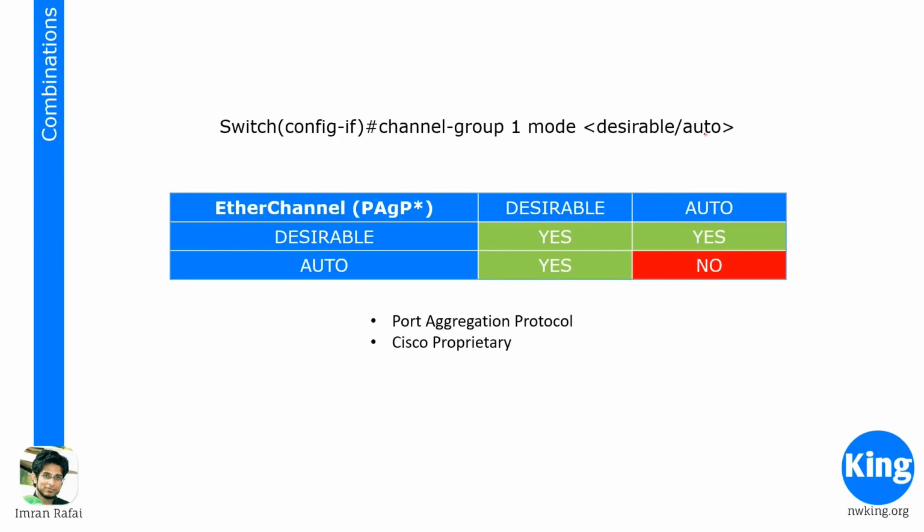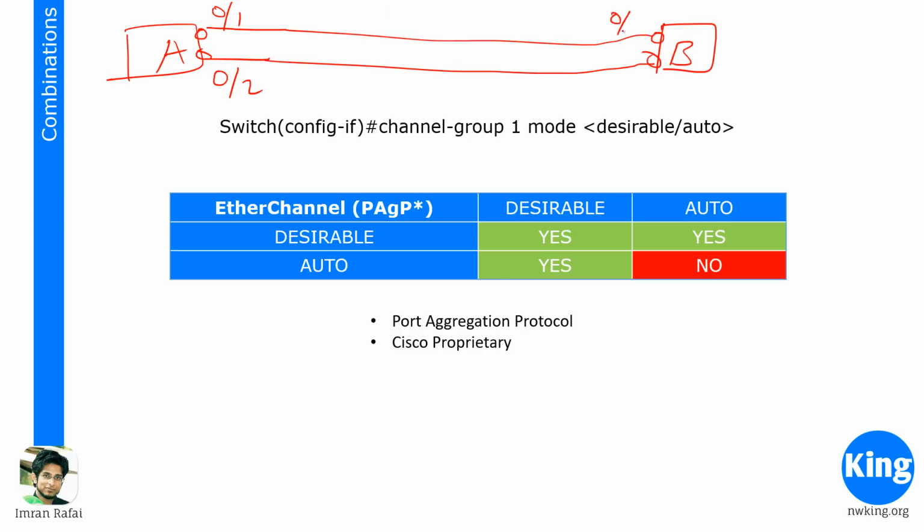The next thing that we will look at is PAgP, right? PAgP, like I said, is a proprietary Cisco protocol. It is Port Aggregation Protocol. So now let's assume the same case. We have a switch here with two ports, 0/1 and 0/2. We have another switch here, with two ports, 0/1 and 0/2. Once that's done, again the same thing, everything needs to match.